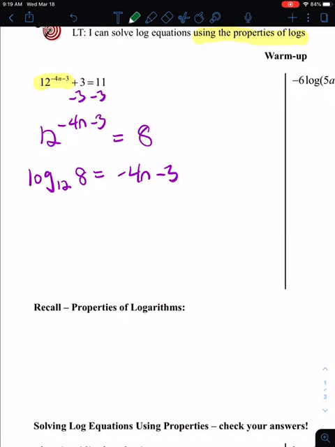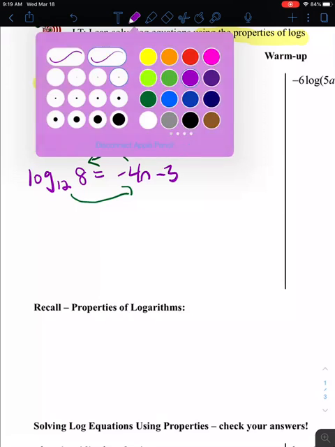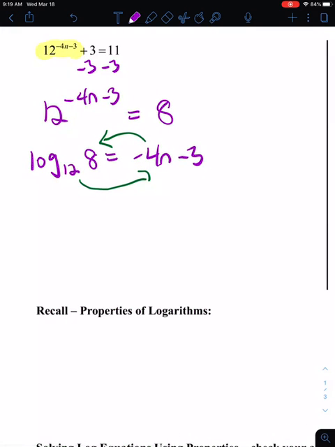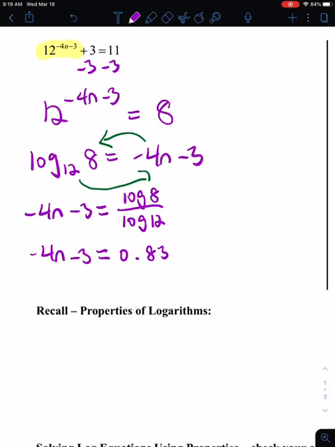Again, you can always use the circle method to double check that you did that correctly. We should have 12 to the negative 4n minus 3 equals 8, which is exactly what we have. And now the left-hand side, you can use your calculator to evaluate. You can just type in log of 8 over log of 12. And you should get negative 4n minus 3 is equal to 0.837. And then add 3 to both sides.